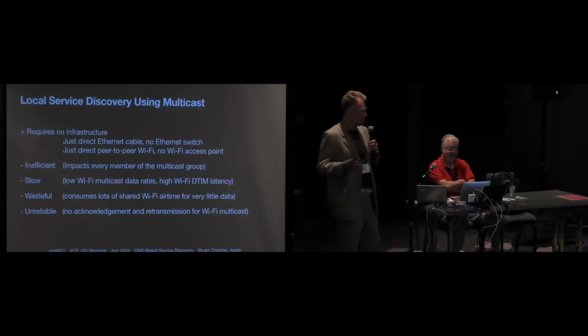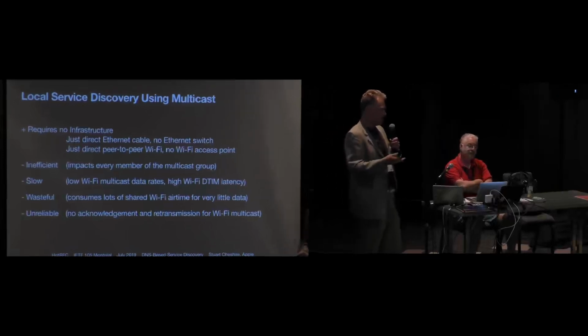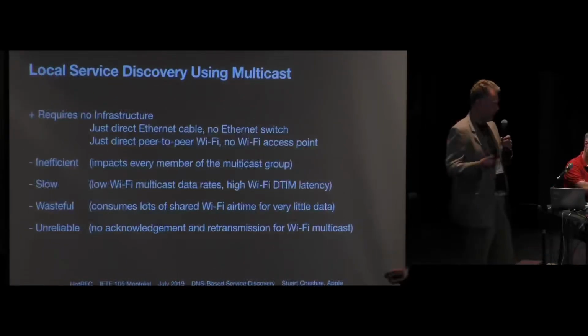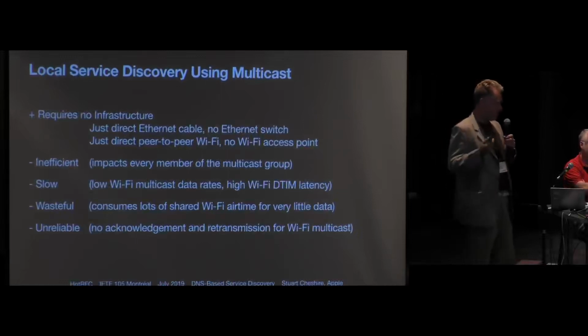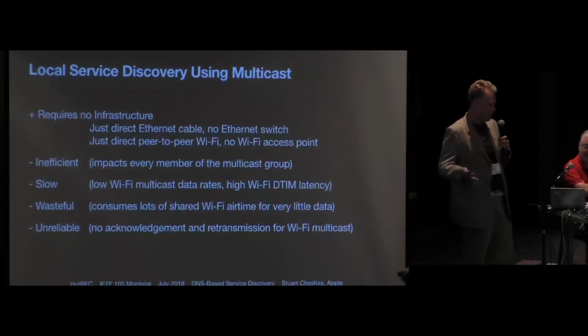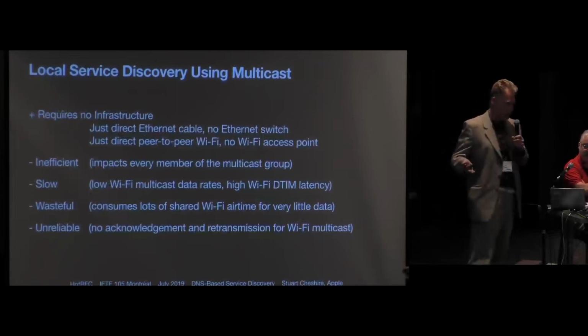Traditionally, this is used peer-to-peer with multicast. What's great about that is it requires no infrastructure. Just hook up two laptops with an Ethernet cable, no switch, and they can discover each other. Two phones using peer-to-peer Wi-Fi, no access point, can discover each other's services. That's great for small networks, but it's inefficient on large networks because it impacts every device on the network, even the ones you're not talking to right now.